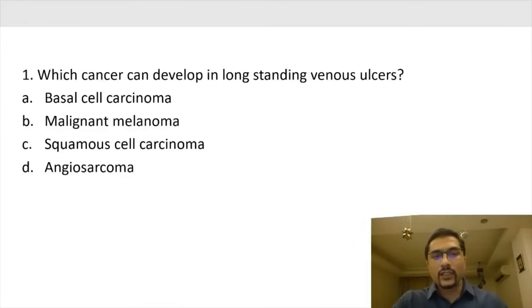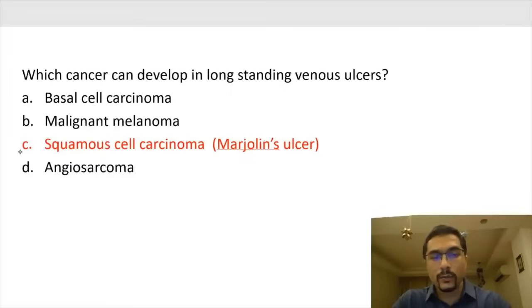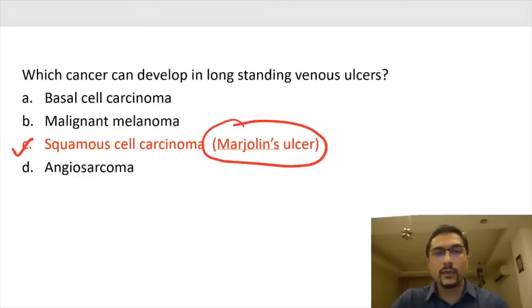So the first question is that which cancer can develop in long-standing venous ulcers? You know that venous ulcers can be seen in patients with varicose veins. And the options are basal cell carcinoma, malignant melanoma, squamous cell carcinoma, and angiosarcoma. So the correct answer here is squamous cell carcinoma. And you know such an ulcer which develops in long-standing venous ulcers is known as a Marjolin's ulcer.